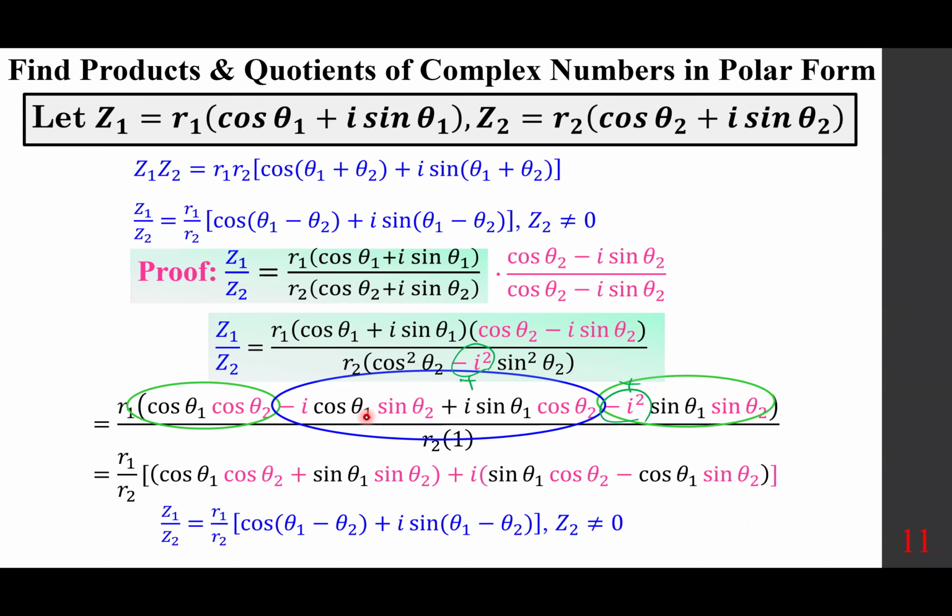And of course, this is what? Cosine of theta 1 minus theta 2. This is what? Sine of theta 1 minus theta 2. In other words, this is the proof. You're not responsible for the proof, but if you can follow it, you have an easy time understanding all the identities we have covered.